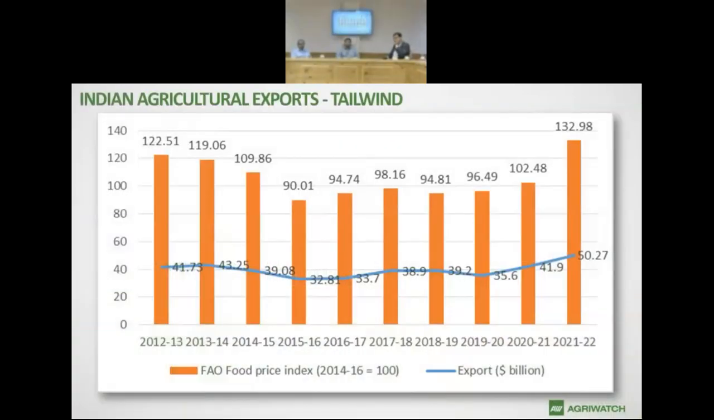Now this is what I was saying, that if you see, our exports generally increase when the FAO's food price index also increases. So one of the very strong reasons why we have reached or crossed $50 billion is global high prices. So this trend actually needs to be changed, where even if the high price regime doesn't exist, still we keep on increasing our exports.